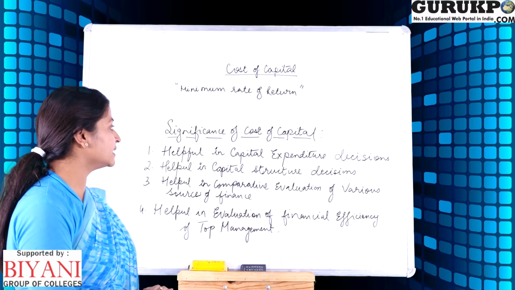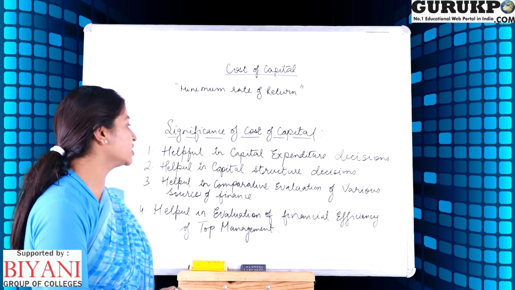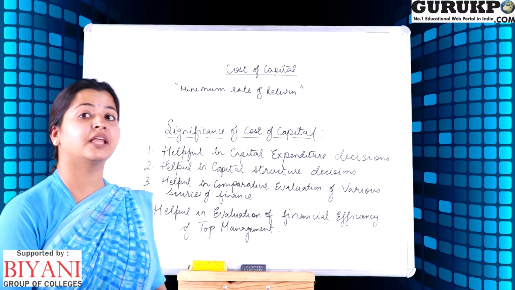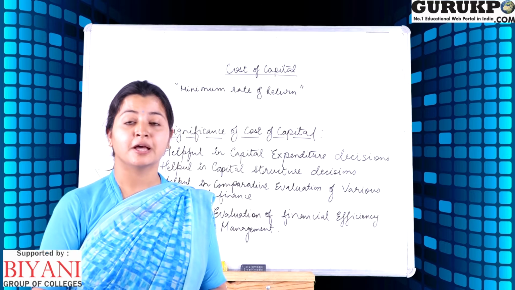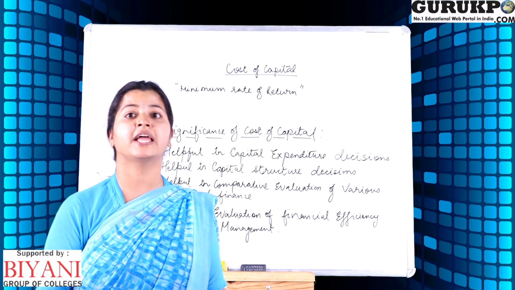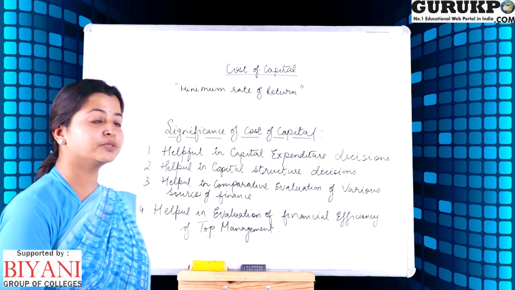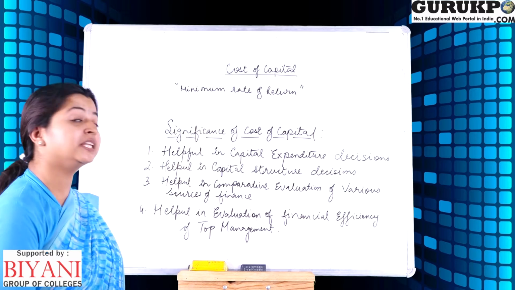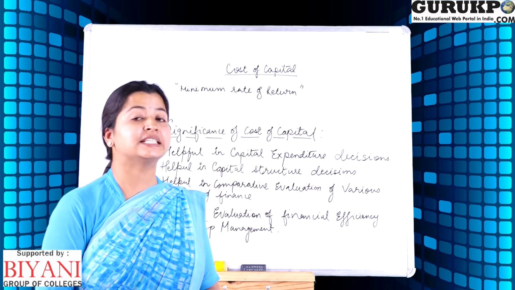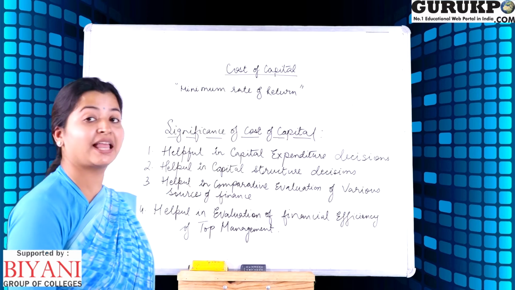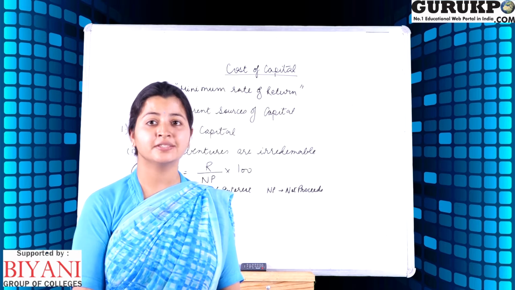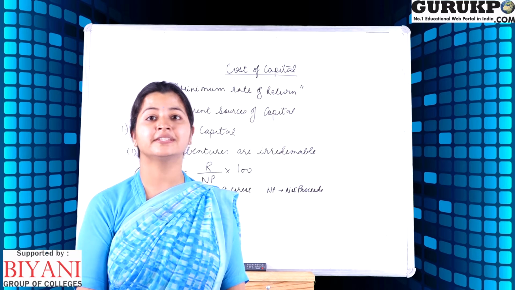The next point is that it is helpful in comparative evaluation of various sources of finance, which means you can compare from which source there is more cost, and find out which is profitable and which is not profitable. And the last point is that it is helpful in evaluation of the financial efficiency of top management. Top management efficiency can also be evaluated through the cost of capital. Now let's discuss the various sources of capital and how to determine their cost.